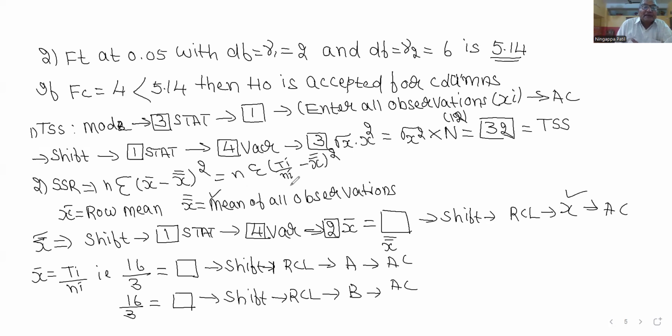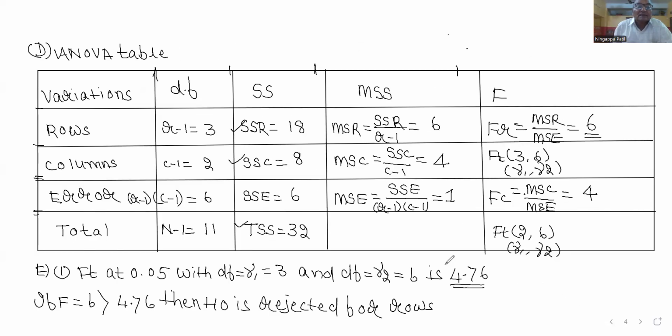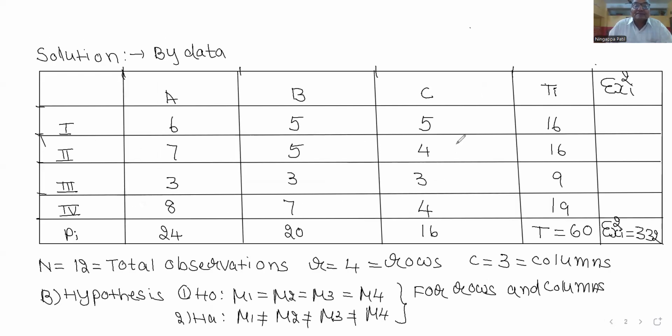Then you got the x double bar. And now Ti upon Ni you have to calculate and store them in the letters A, B, C, D. Look here, Ti: 16 upon 3 equal to button, and store this value in letter A. 16 upon 3 equal to button, and store this value in letter B. And 9 upon 3 equal to button, and store this value in letter C. And 19 upon 3 equal to button, and store this value in D.